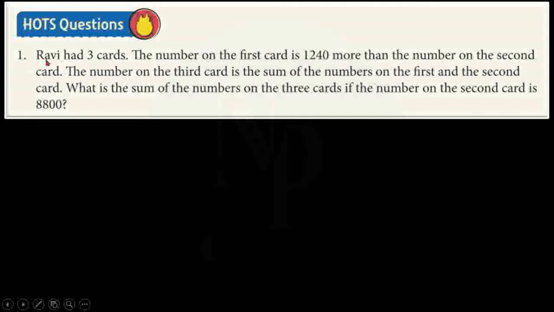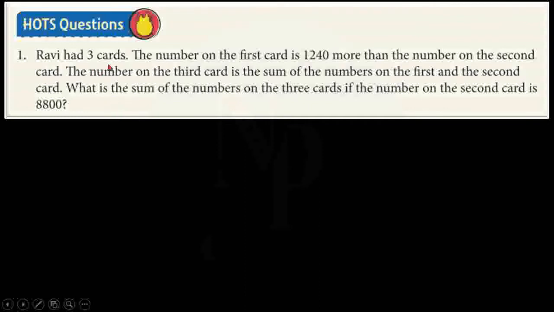Question number 1. Ravi had 3 cards. The number on the first card is 1240 more than the number on the second card. The number on the third card is the sum of the numbers on the first and the second card. What is the sum of the numbers on the 3 cards if the number on the second card is 8,800?